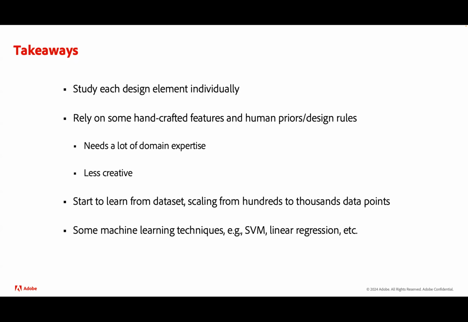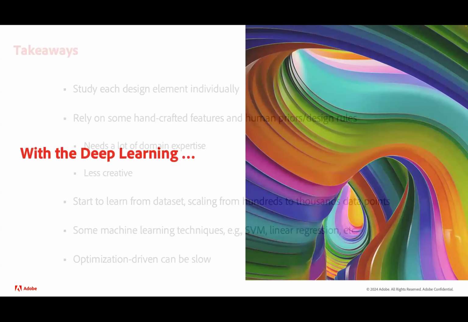And also you can see a signal that people are starting to learn from datasets. But the datasets are still really small, going from hundreds to thousands of data points. Based on this data, they're already starting to use some machine learning techniques such as SVM and linear regression, which don't need a lot of data. Some of the methods work in an optimization way, and if you're just using an optimization-driven method, sometimes it can be slow, so it takes time to obtain the satisfying results you want. So these are some of the features of the research works before deep learning. So what if we have deep learning?